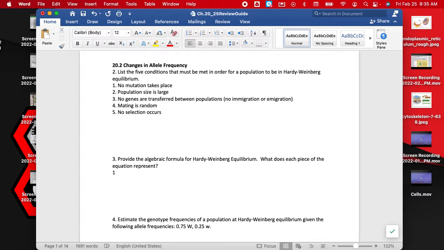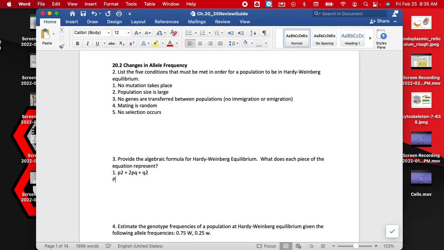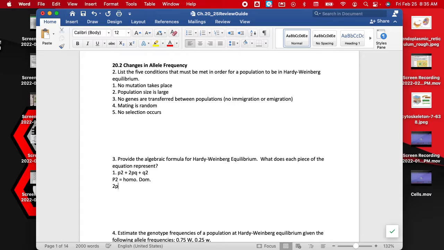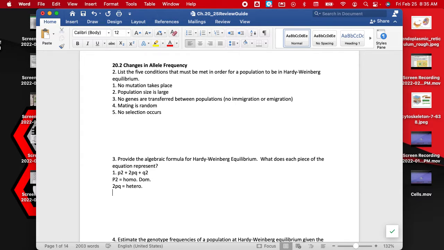Okay. 3, provide the algebraic equation for Hardy-Weinberg equilibrium. What does each piece of the equation represent? So p squared plus 2pq plus q squared equals 1. All right, so your p squared represents homozygous dominant. I'm just going to abbreviate. 2pq, heterozygous. And my q squared, homozygous recessive.